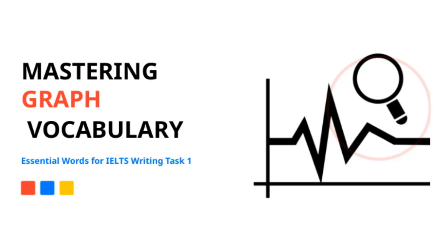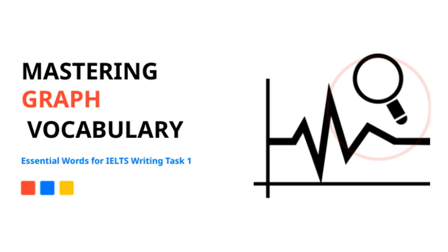Welcome everyone. I'm excited to kick off today's presentation on essential words for IELTS Writing Task 1. Today, we'll focus on mastering graph vocabulary to help improve your writing. The title of our session is Mastering Graph Vocabulary, and we'll explore keywords and phrases to describe different types of data. Over the next few slides, I'll share useful language tips and strategies to make your descriptions clear and effective.